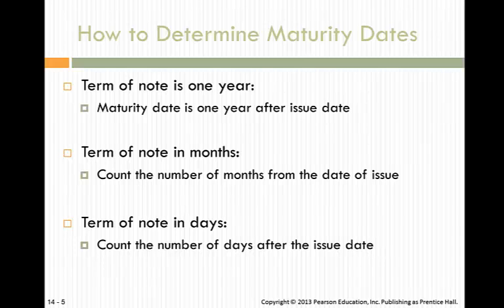2014. If the term of the note is expressed in months, count the number of months from the date of issue. For example, if I issue you a 2-month note on February 1st, the maturity date is April 1st. As another example, if I issue you a 2-month note on February 15th, the maturity date is April 15th. If the note is expressed in terms of days, count the exact number of days after the issue date.